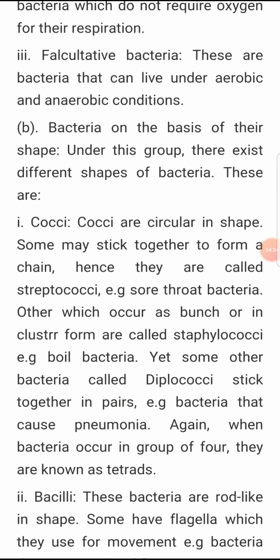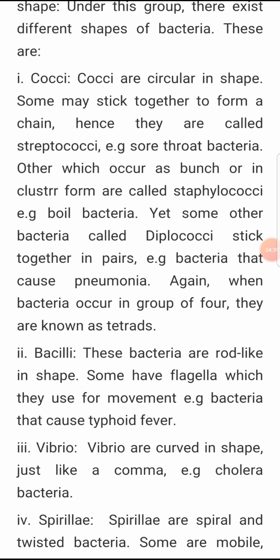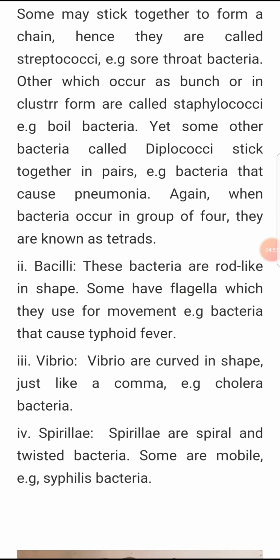These are coccal. Coccal are circular in shape. Some may stick together to form a chain. Hence, they are called streptococcal. Others which occur as bunch in cluster form are called staphylococci. Yet some other bacteria called diplococcal stick together in pairs, e.g. bacteria that causes pneumonia. Again, when bacteria occur in a group of 4, they are known as tetrads, from the word tetra.